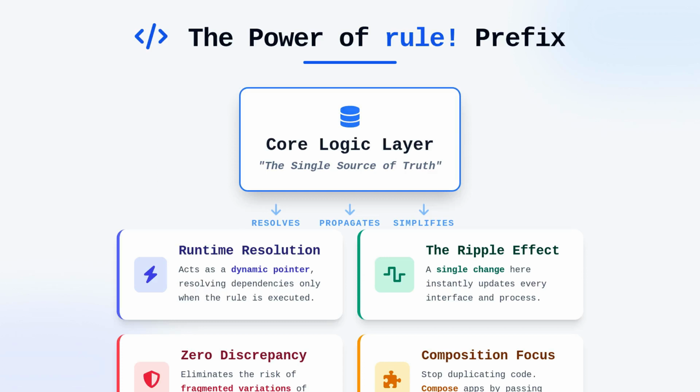This centralization eliminates the risk of logic discrepancies that occur when you have multiple, slightly different variations of the same business rules scattered throughout your workspace. It also transforms your development process into an exercise of composition rather than duplication. Instead of rebuilding common features, you simply look up the appropriate rule and pass the necessary arguments, which significantly speeds up the implementation phase.